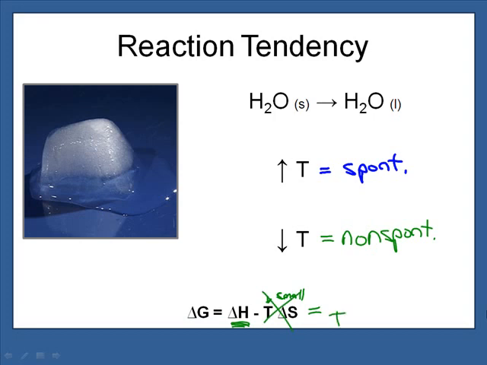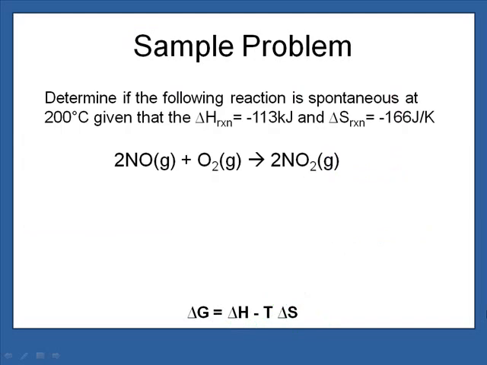So that means our delta G will be positive. So at low temperatures, delta H pretty much determines the spontaneity. At very high temperatures, the delta S gets more important, and that can have a greater influence on spontaneity. So let's just look at how we would use this.